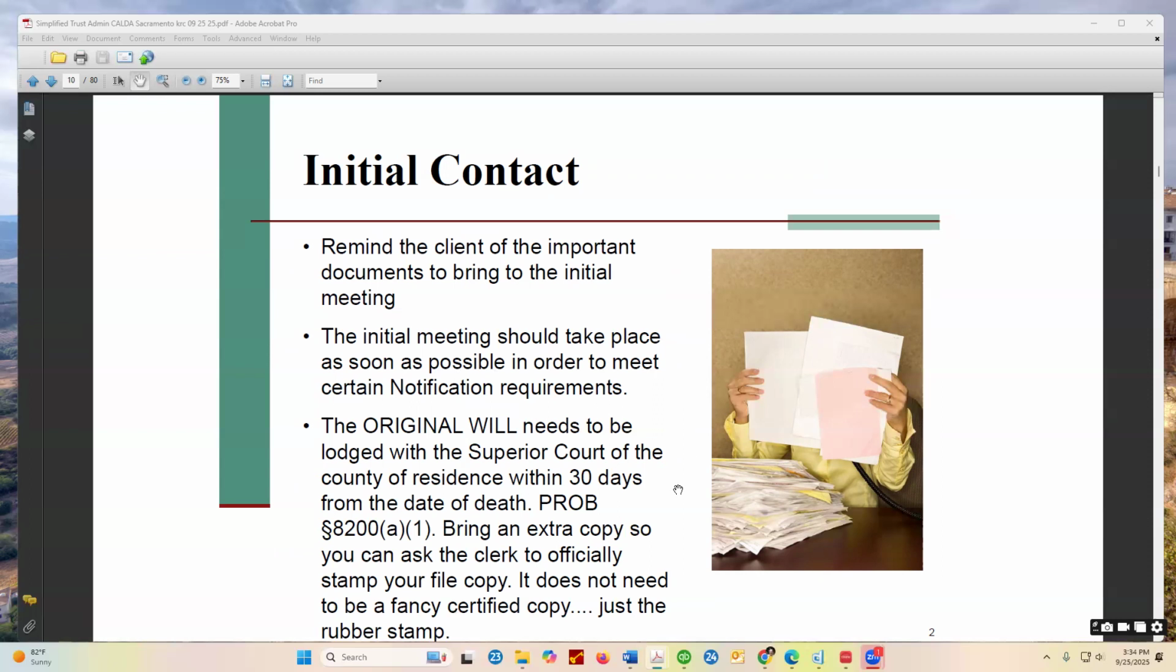The original will needs to be filed with the Superior Court within 30 days from the date of death under this probate code section 8200(a)(1). What we do is recommend bringing an extra copy so that the court clerk can stamp that you filed it within the time frame. On the downside, in most attorney meetings, we ask, has anybody gotten a penalty for not following that requirement for the 30 days? And no one's ever heard of any law enforcement in that area, so I wouldn't worry about it.